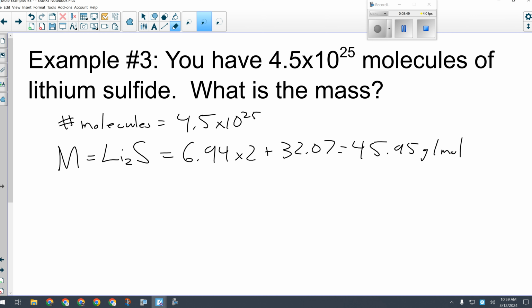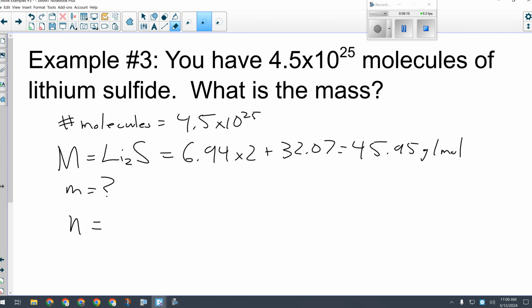Now, we are looking for mass, little m. If I'm going to get little m, I need the number of moles. I have the number of molecules, and I have Avogadro's number, which is the number of molecules in 1 mole. So what do I do with those two numbers? I divide them. Avogadro's number is molecules per mole. Molecules are going to cancel, and I'm going to be left with moles.